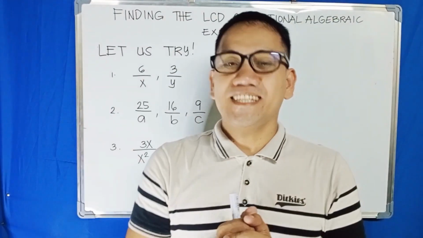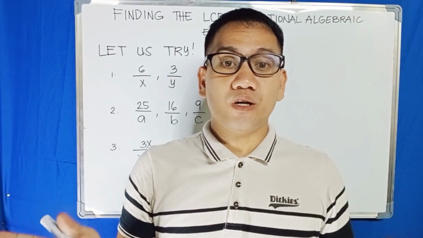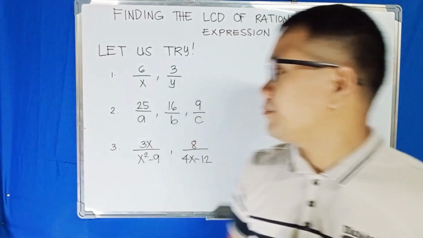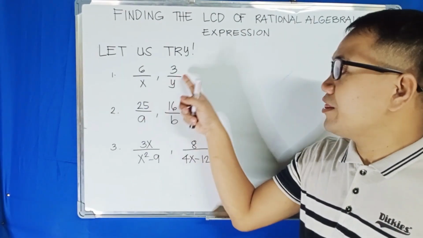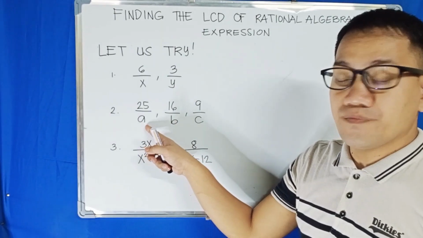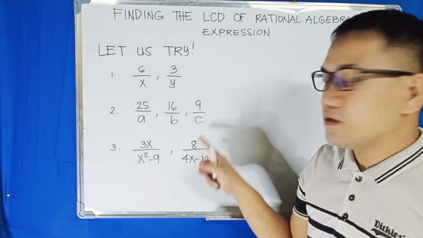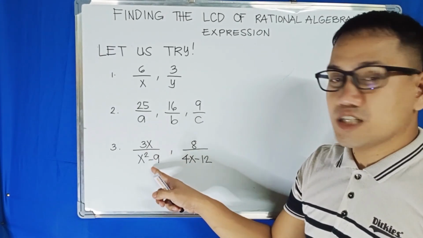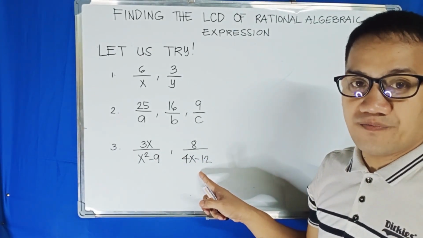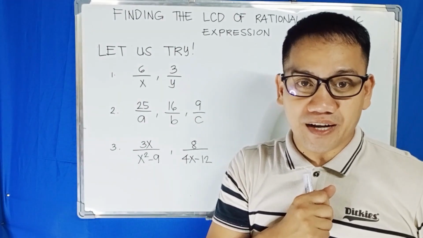This time, it is your turn. Let us try to find the LCD, or least common denominator, of the following rational algebraic expressions. Number 1: 6 over x and 3 over y. Second: 25 over a, 16 over b, and 9 over c. Third: 3x over x squared minus 9 and 8 over 4x minus 12. Make sure to write the equivalent rational algebraic expressions.